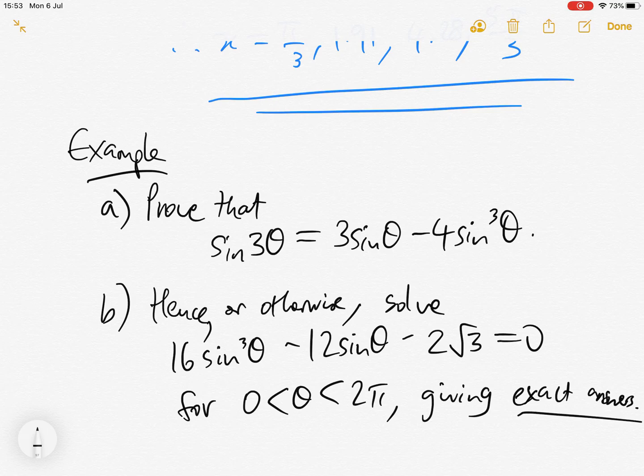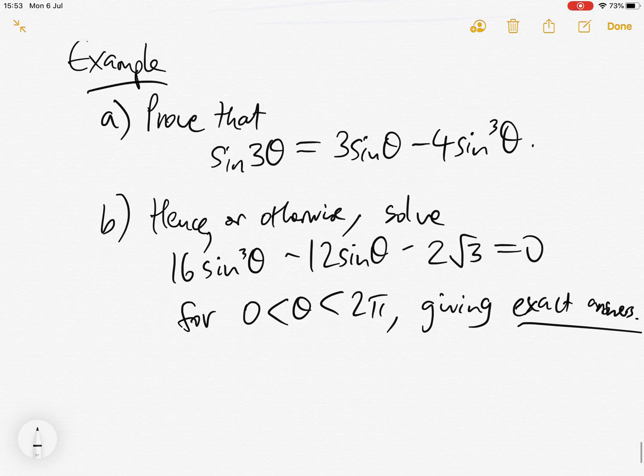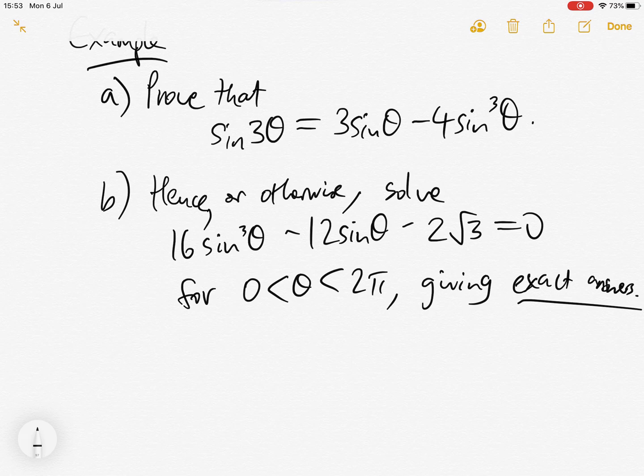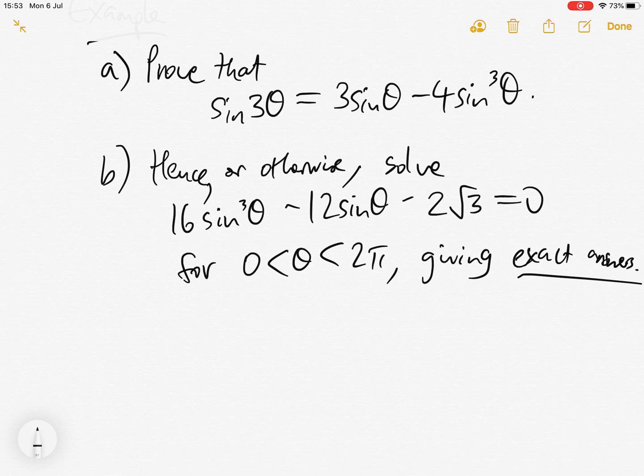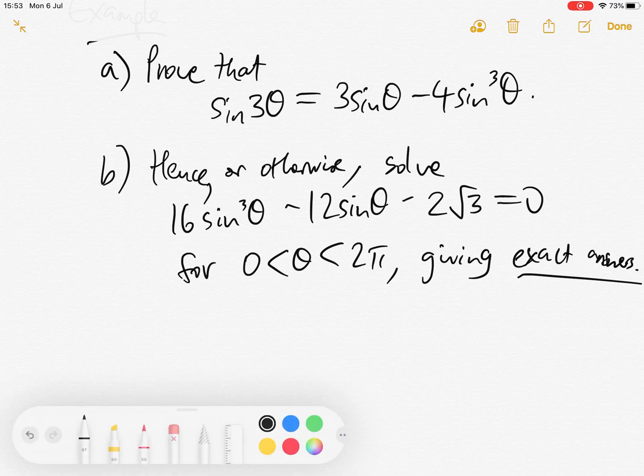So this thing about exact answers, that in the context of trigonometry often means in terms of pi. So, because we're working in radians, so probably as multiples of pi. Okay, so on to the first part then.